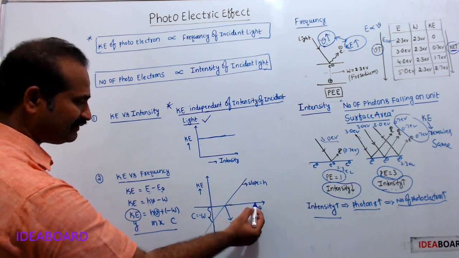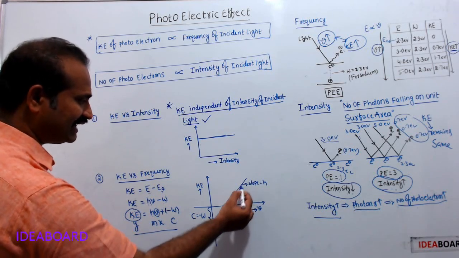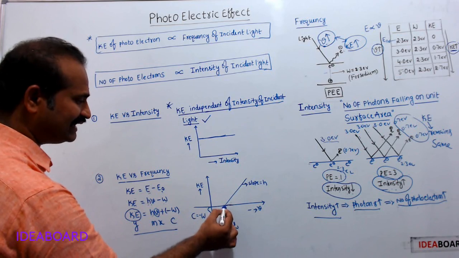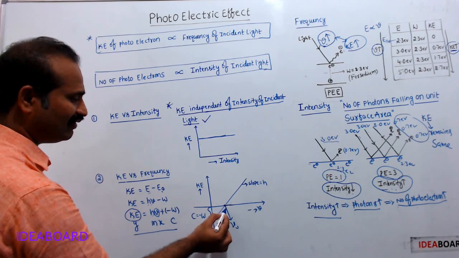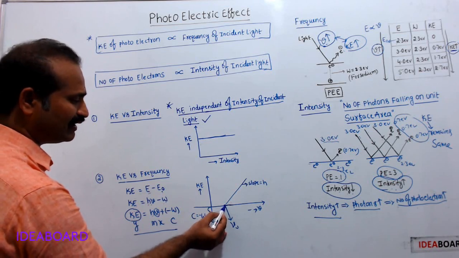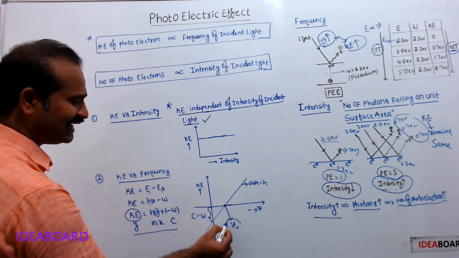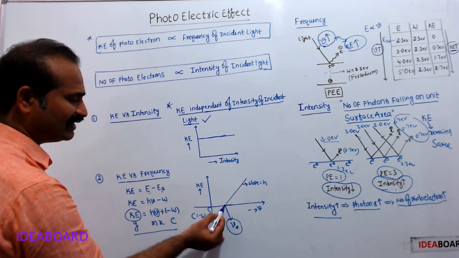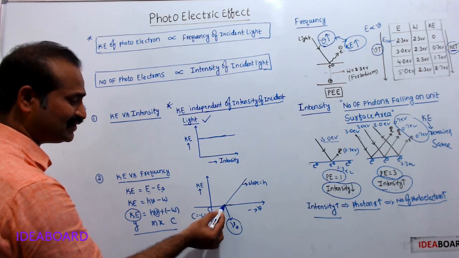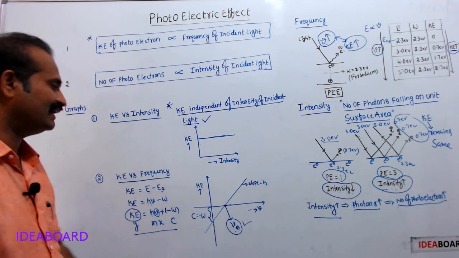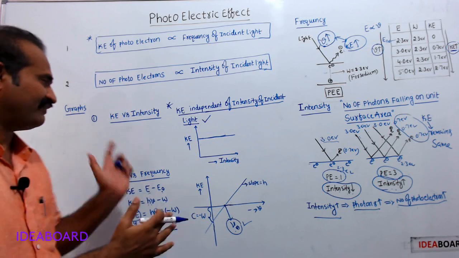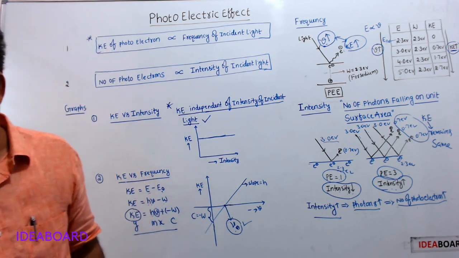See here, when frequency decreases, kinetic energy decreases. At this particular frequency, kinetic energy becomes zero. Therefore, the frequency corresponding to zero kinetic energy is known as threshold frequency. What is threshold frequency? It is the frequency at which kinetic energy becomes zero. Okay, this is about the kinetic energy versus frequency graph.